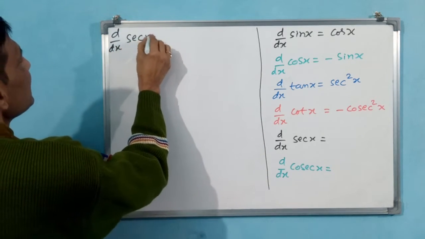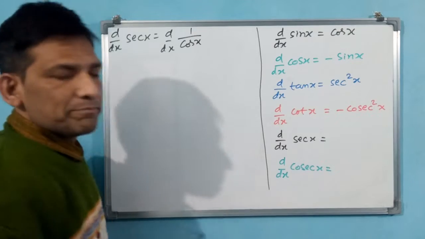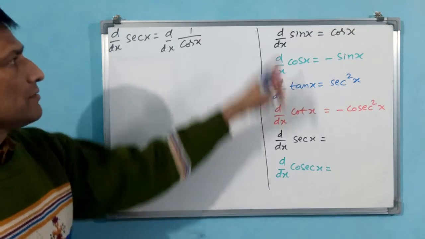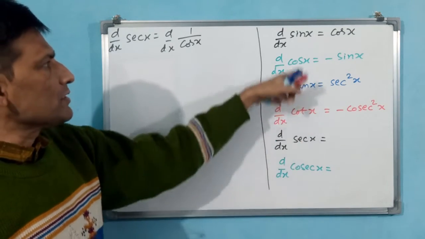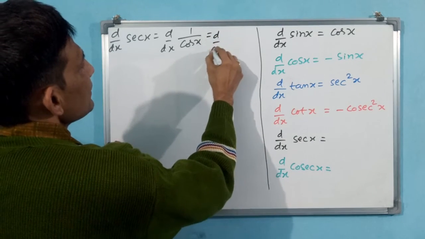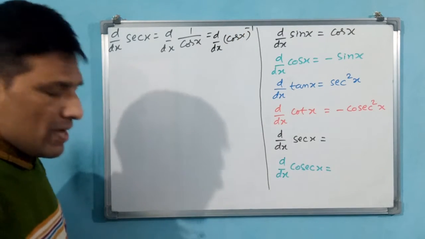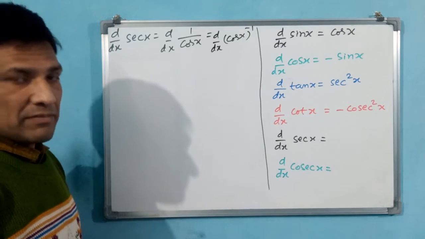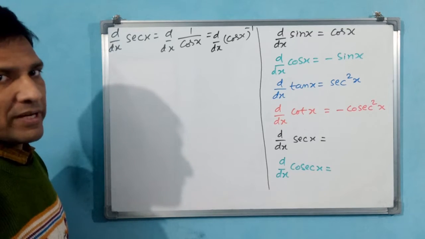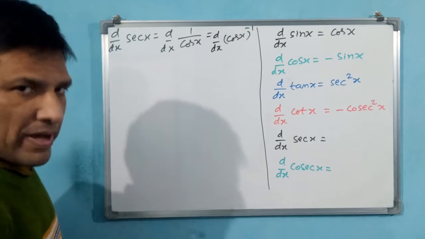d by dx secant x is equal to d by dx 1 by cos x. Is it correct? Definitely correct. Why? Because secant x is 1 by cos x. Cosecant x is 1 by sin x. Cot x is cos x by sin x. Tan x is sin x by cos x. This we already know. That is equal to d by dx cos x to the power of minus 1. Is it okay? But not cos inverse x. Cos x to the power of minus 1. Here in trigonometry this is not inverse. Algebra and trigonometry both are different. d by dx of cos x whole to the power minus 1. Like that you can write.